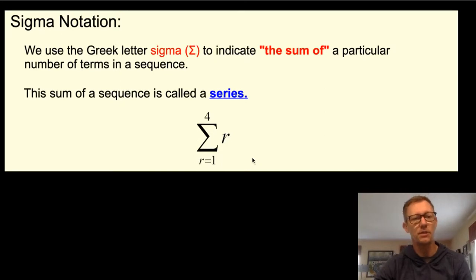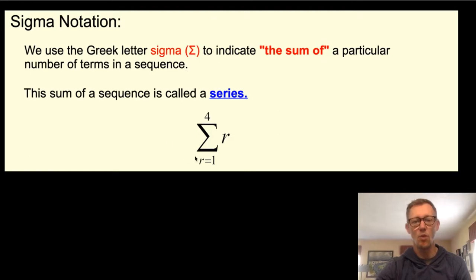So we use the Greek letter sigma, which is the Greek letter for capital S, to indicate the sum of a particular number of terms in the sequence. A sum of a sequence, what we're going to be writing out here, is what's called a series in math. And this notation looks really fancy, but if you know how to read it, it's not that big a deal.